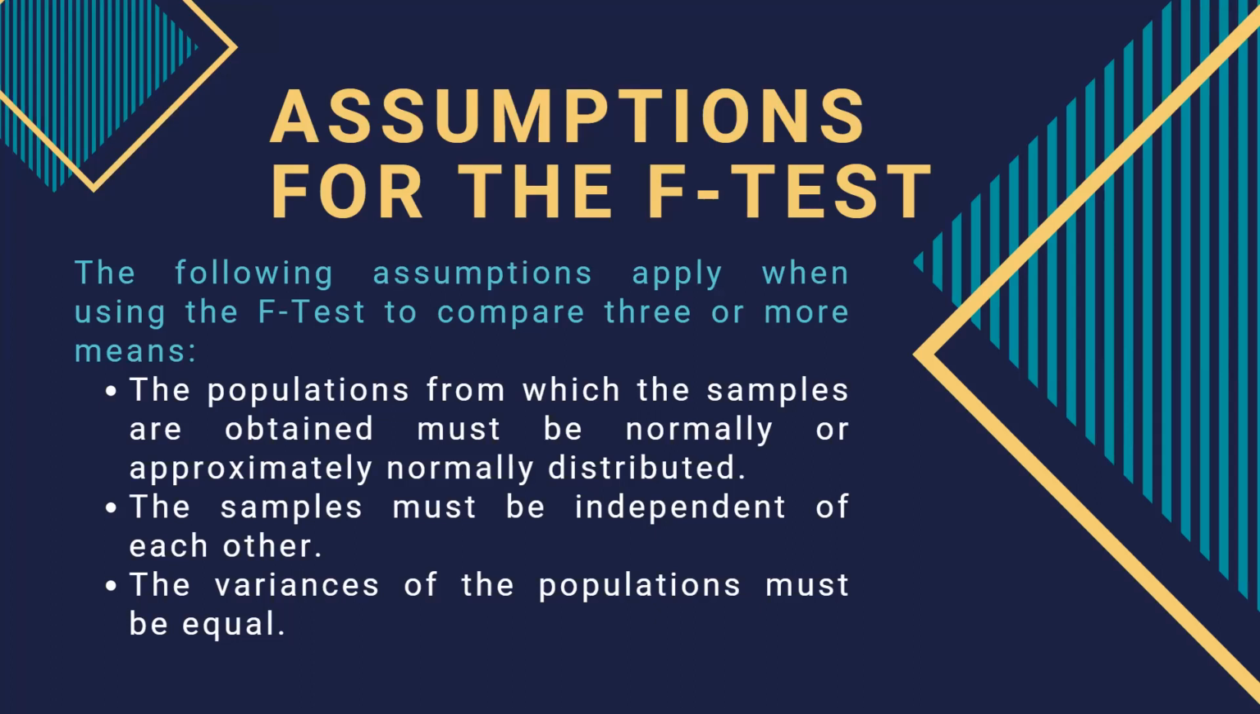Assumptions for the F-test. The following assumptions apply when using the F-test to compare three or more means. Number one, the populations from which the samples are obtained must be normally or approximately normally distributed. The samples must be independent of each other, and the variances of the populations must be equal.